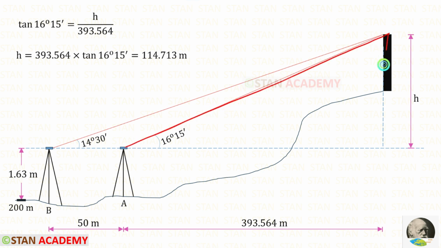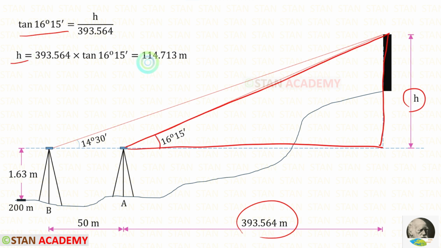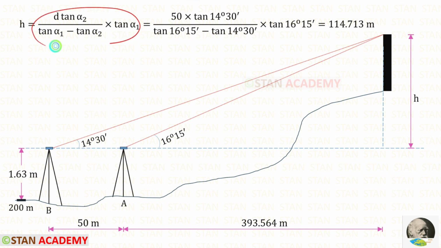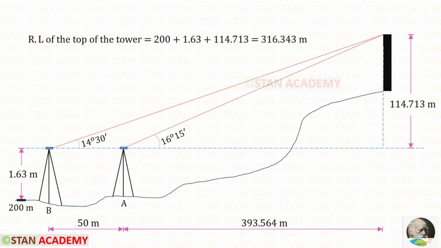Then we can take this triangle. In this triangle, we can use the tan theta formula. Tan 16 degree 15 minutes is equal to the opposite side h upon the adjacent side. In this way, for h, we will get 114.713 meter. Otherwise, we can use this formula and get h directly. Now we need to find the reduced level of the top of the tower. We need to add the reduced level at the benchmark, the staff reading, and the height h. When we do that, we will get 316.343 meter.